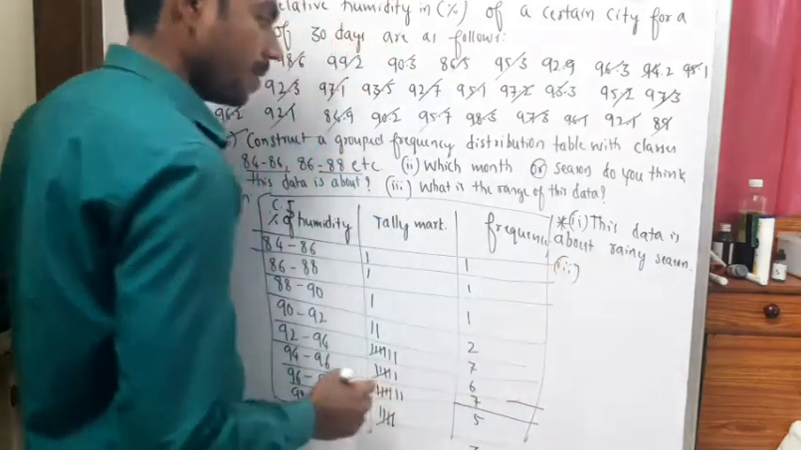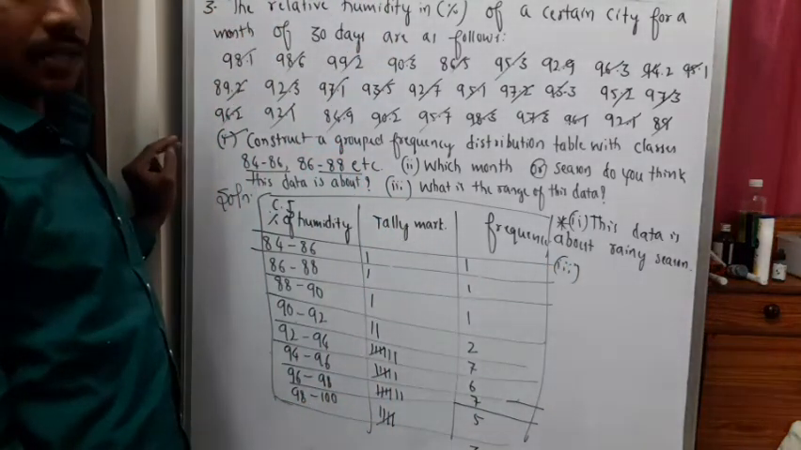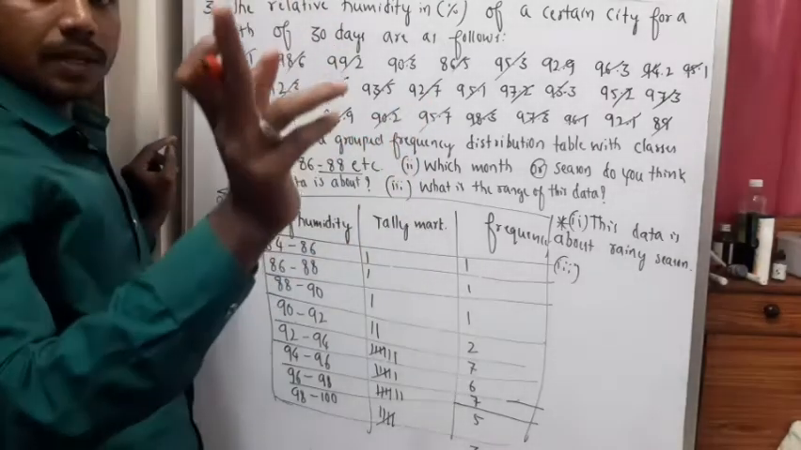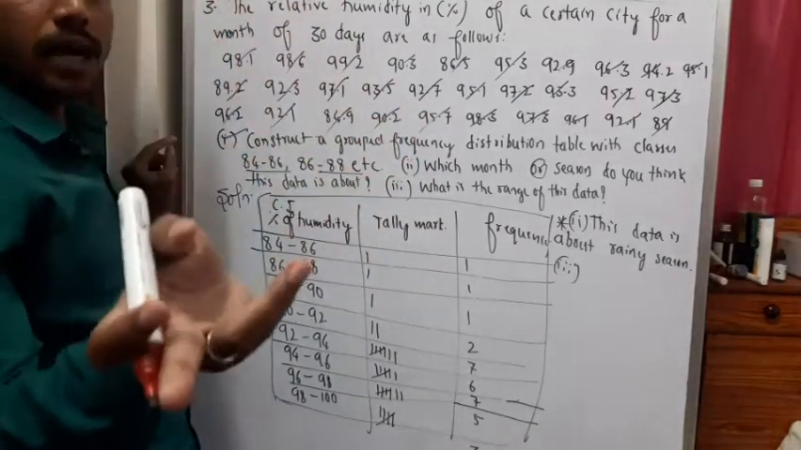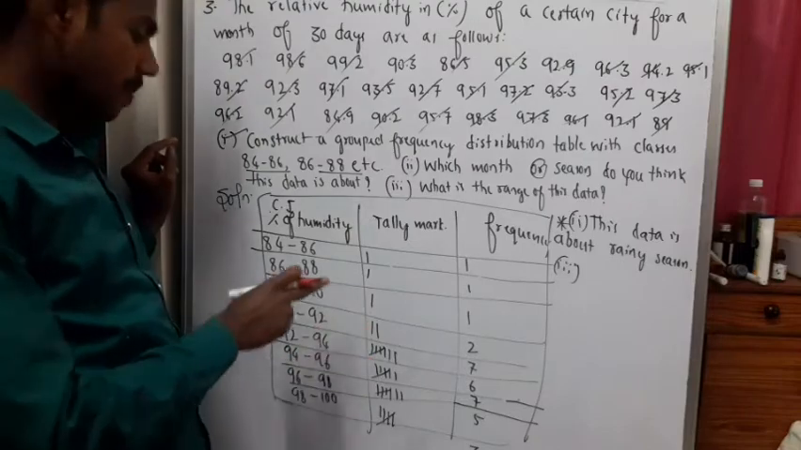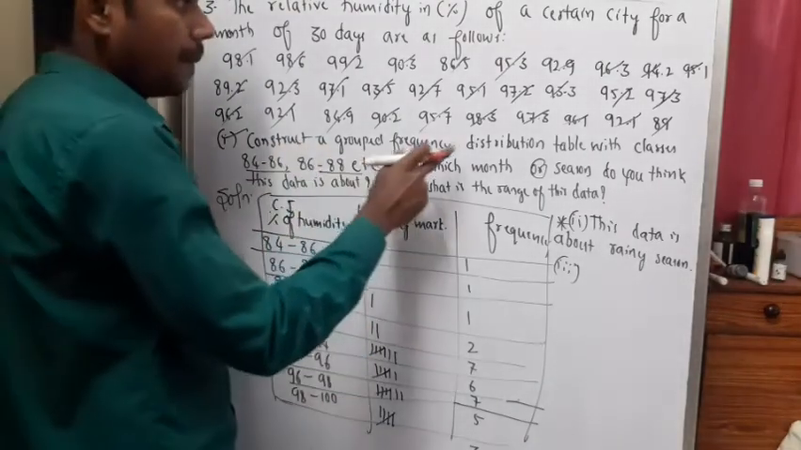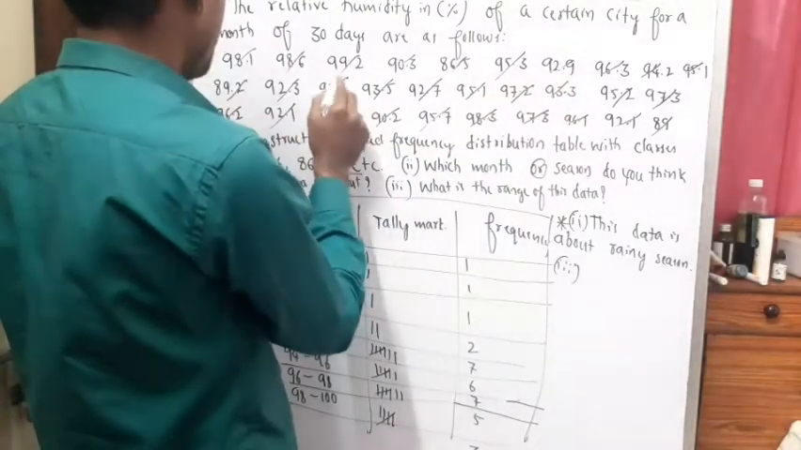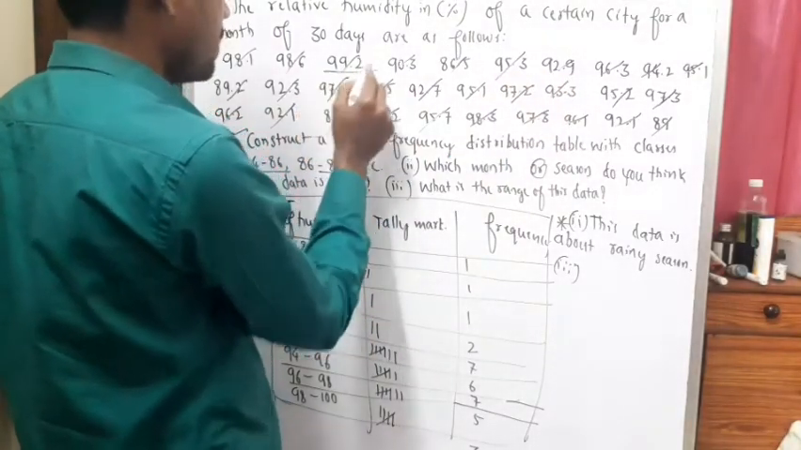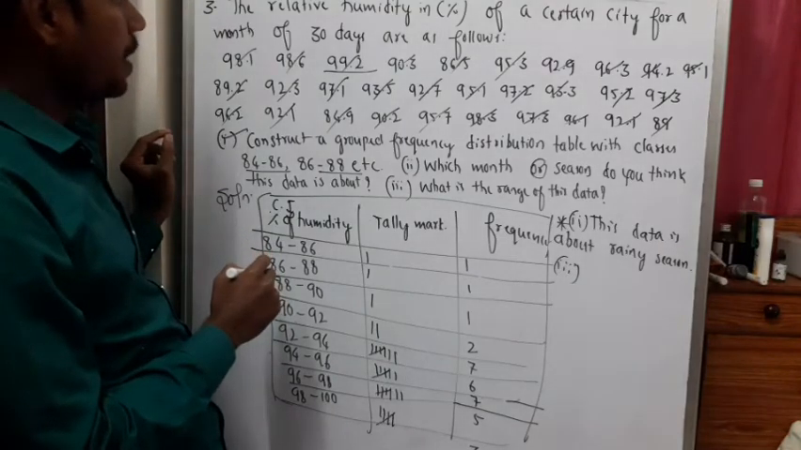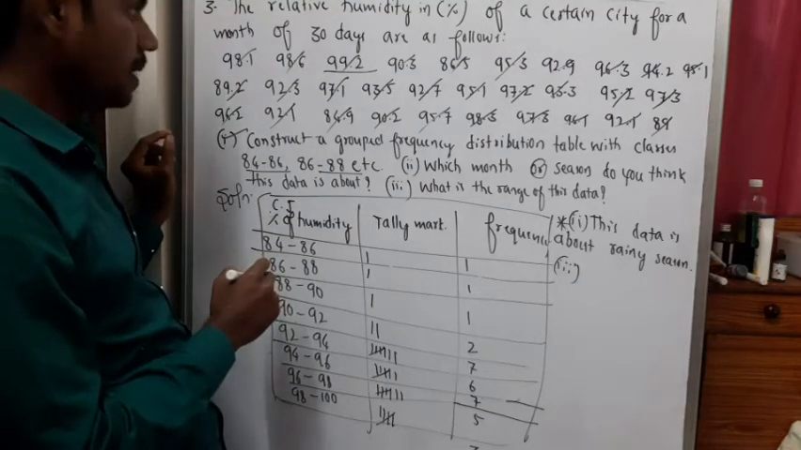Next, third one, what is the range of this data? How do you find the range? Maximum recorded data minus minimum recorded data. What is the maximum recorded? So you can see 99.2 is the maximum. Apart from that, do you have anything? 99.2 is the maximum. What is the minimum?